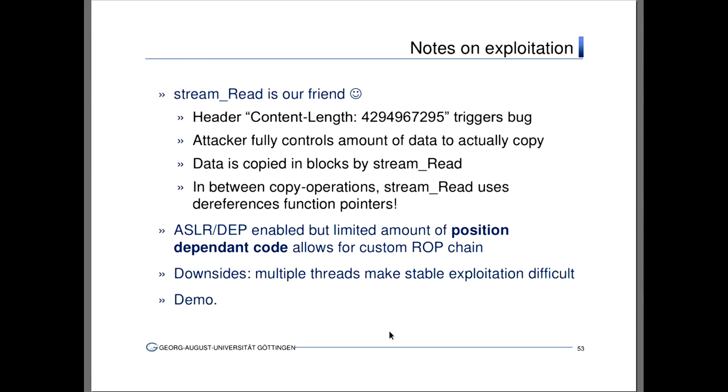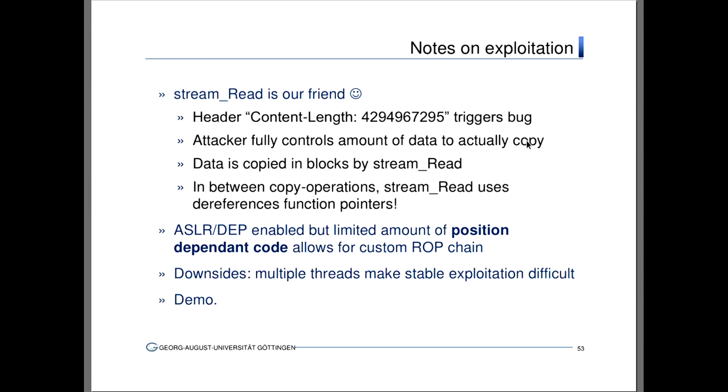Okay, so some notes on exploitation. StreamRead is your friend. I just said this already. It's like memcpy, so it copies data into your buffer, but much better. So first of all, the size depends on the Content-Length field. So you don't have to actually transfer 4 gigabytes of data. All you need to say is, I am eventually going to transmit 4 gigabytes of data, and here's some data. The attacker fully controls the amount of data to actually copy, and you also control how data is fragmented into different blocks.